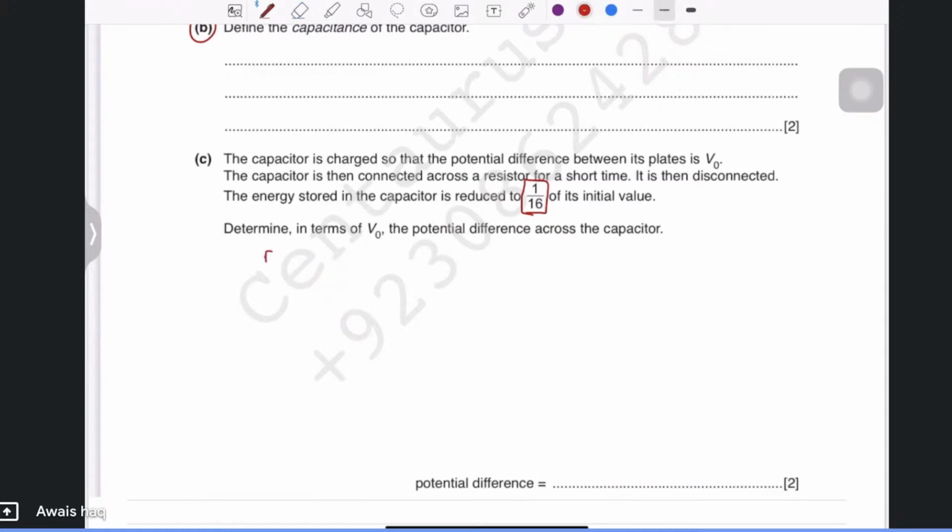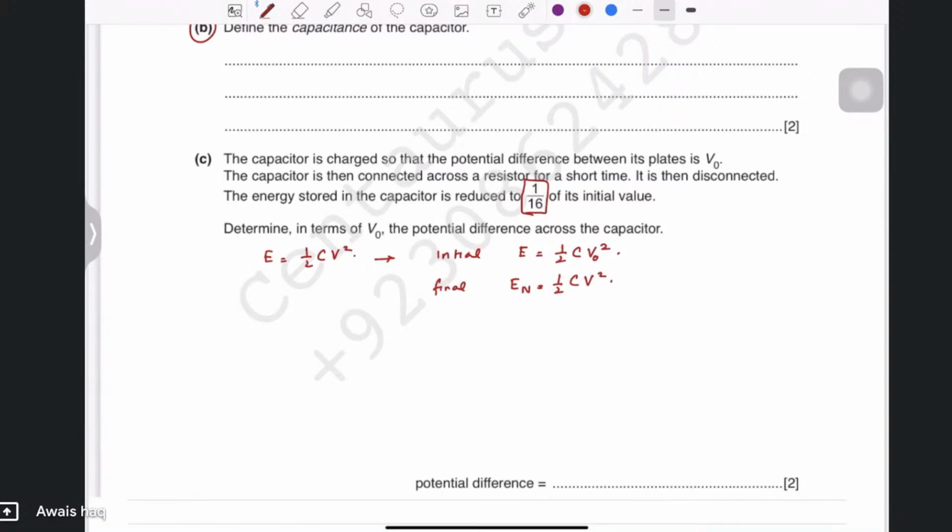Energy is given by half CV square, right? If I write for the initial energy, E, I can say it is half CV naught square. You agree? Then the final energy is given by half CV square because the voltage would be different, right? Smaller one. Understood? Now it says that the new energy is 1/16th of the old one, right?